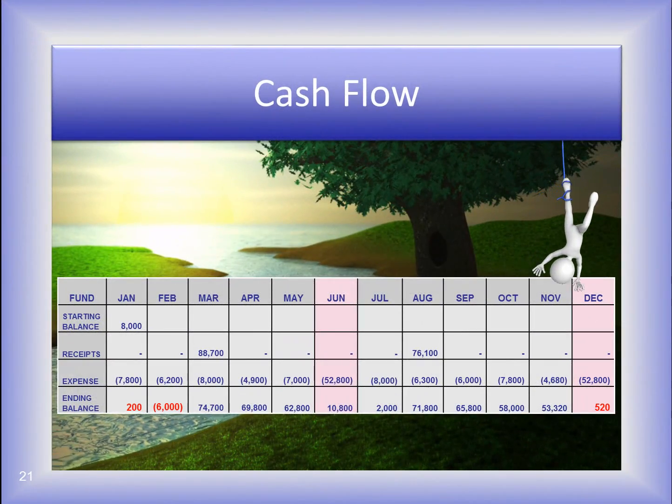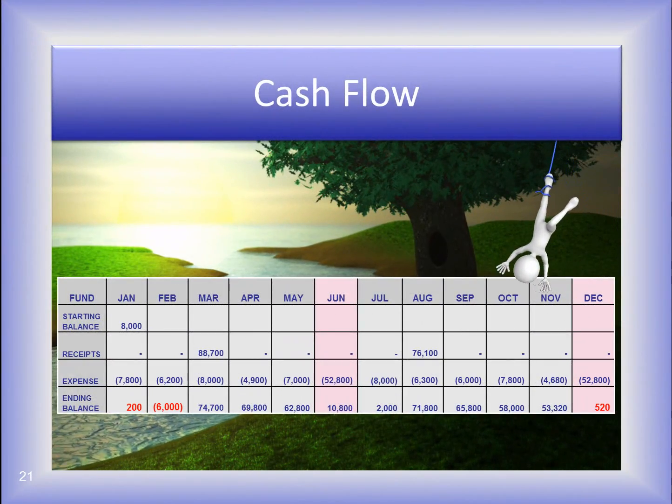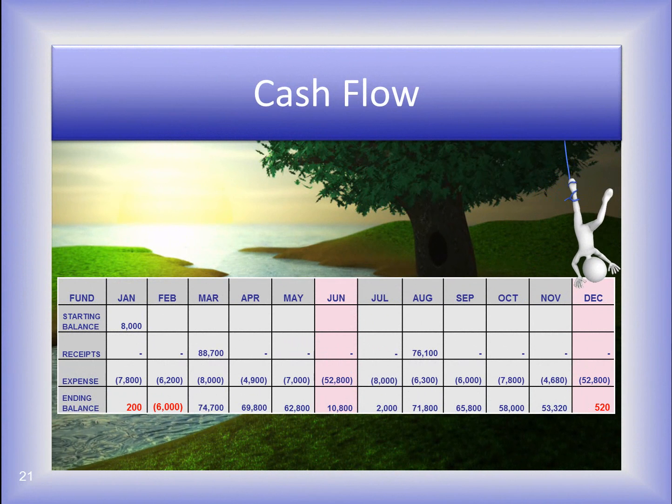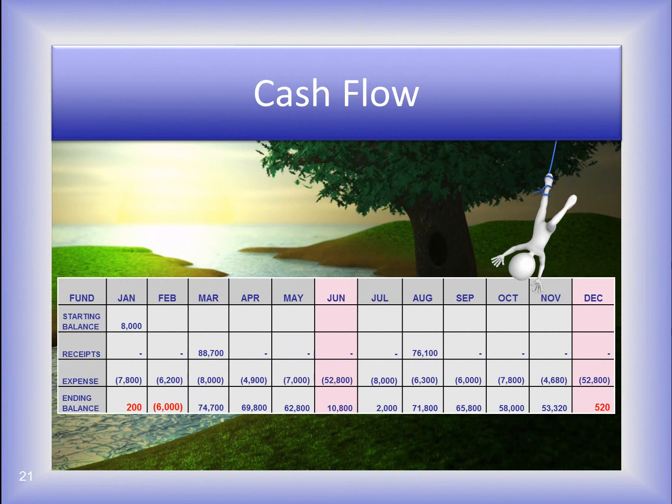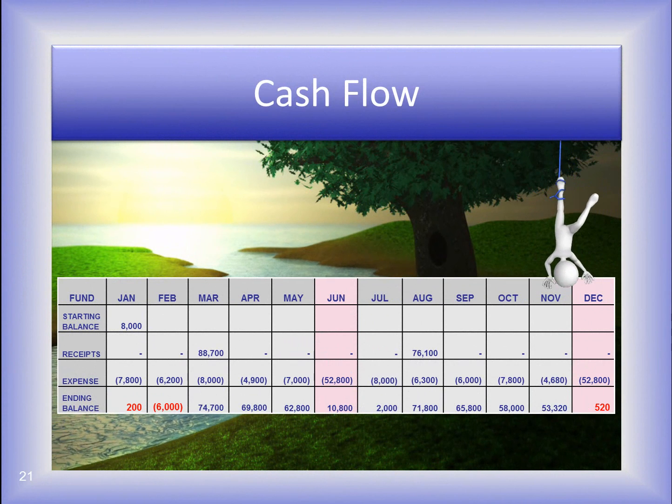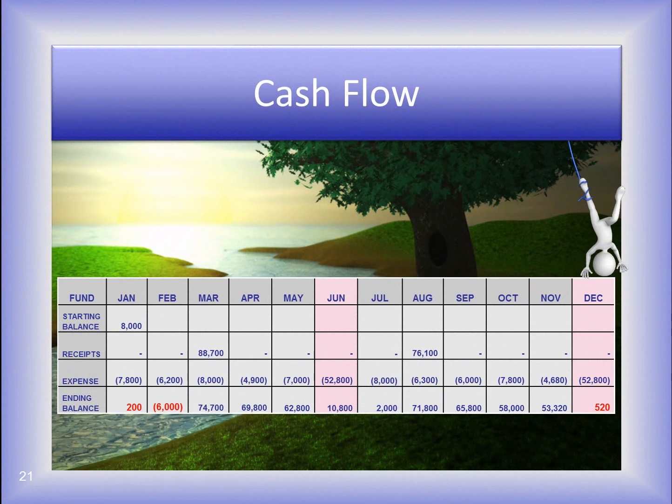Yep, this fiscal officer is caught in a cash flow trap. The governing board ought to be trapped with him. This unhealthy fund took on too much debt, and the loan payments have reduced their carryover balance each year.